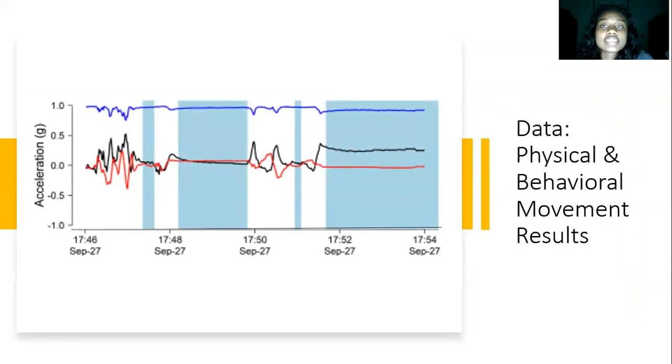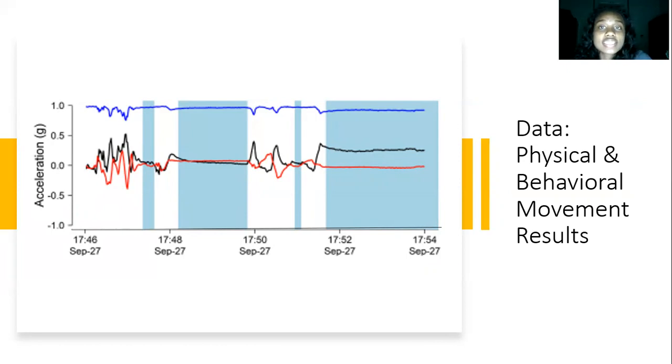This is a raw 3-axis acceleration from one of the tagged Burmese pythons. We can see that the y-axis is labeled acceleration and that it's measured in Gs. It ranges from -1 to 1G. To put this in perspective, 1G is 9.8 meters per second squared, which is the acceleration of freefall. The negative and positive values here are indicative of direction. So in this case, positive values mean to the right and upwards direction, and negative values mean to the left and downwards. The x-axis is showing the time and date of data collection.